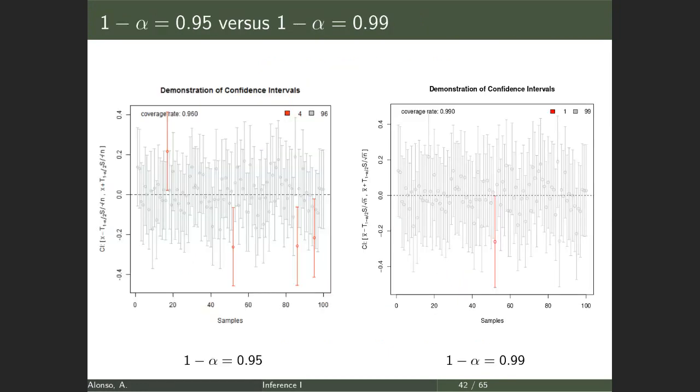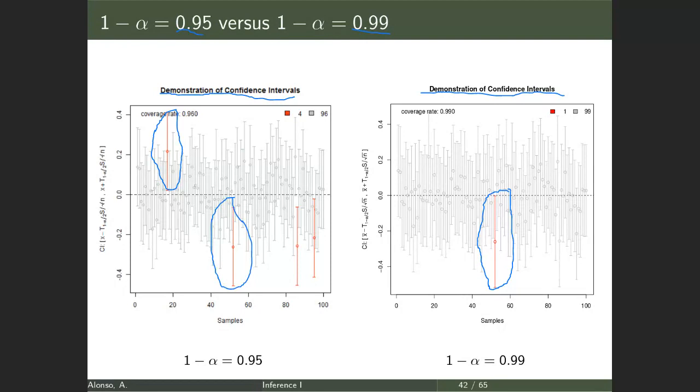You may ask yourself, why do we work with 95% coverage probability? Why not with 99? And here we repeat the same experiment. Here you have the 95% confidence interval, and here you have the 99% confidence interval. As you can see with the 99, indeed, you made fewer mistakes. We got it wrong only one time, whereas here we got it wrong 4 times. Well, why don't we then always use 99, or even better, 99.999%?